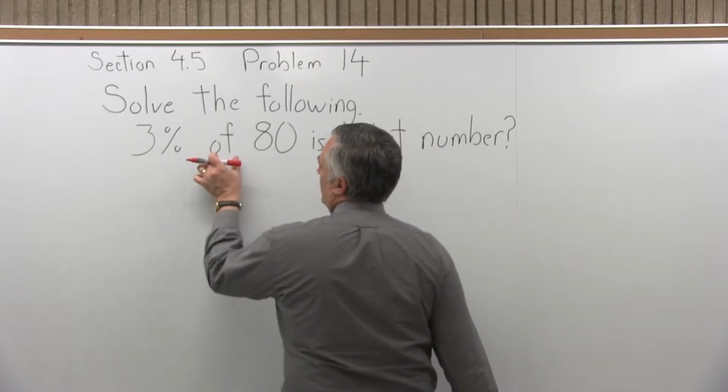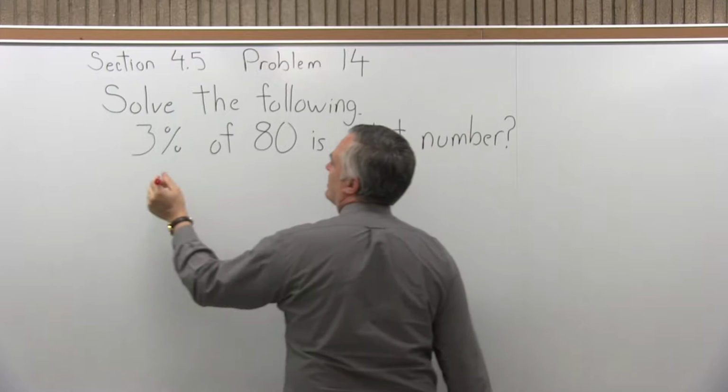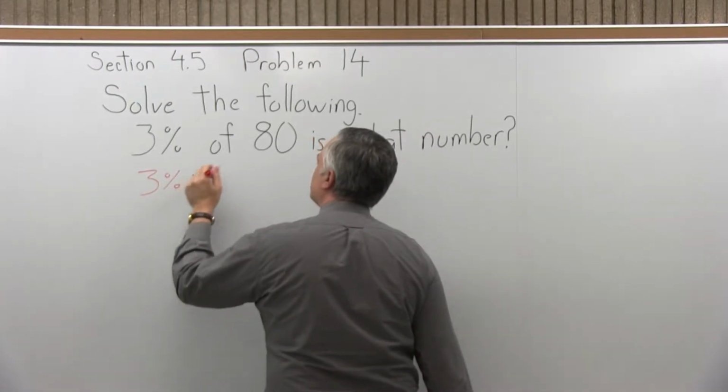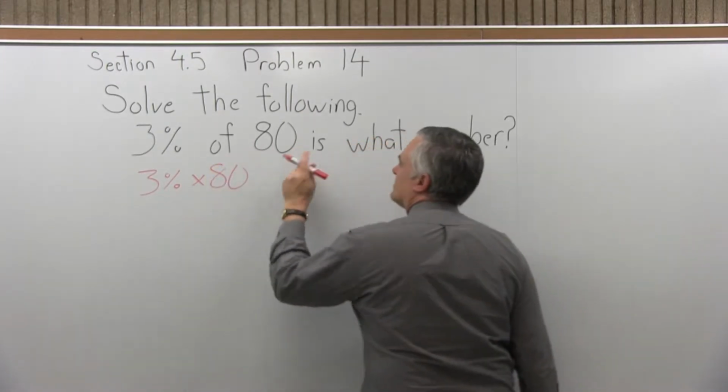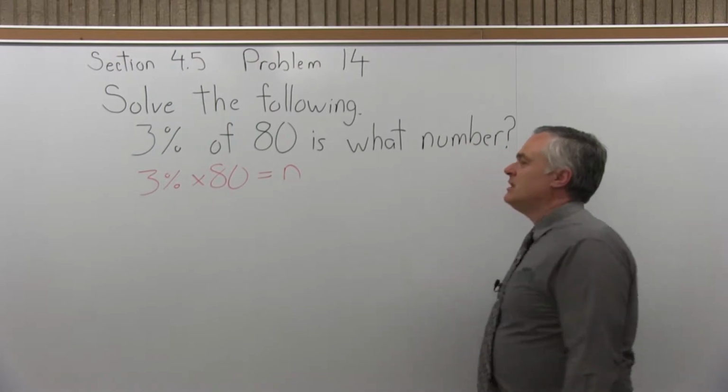3%, well, first of all, of. The word of is going to mean multiply. The word is will mean equal. So 3% of 80 will be 3% times 80. Is will become equals. What number is unknown? So we just leave n, a variable.